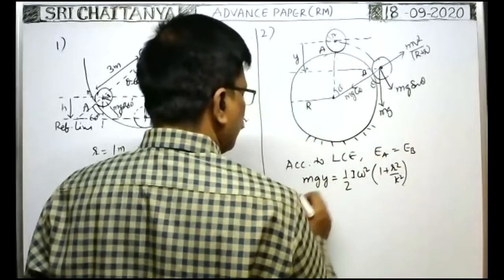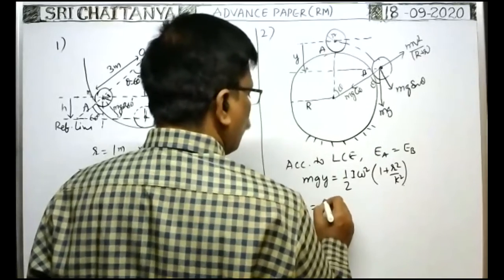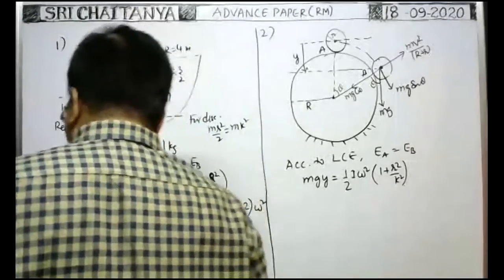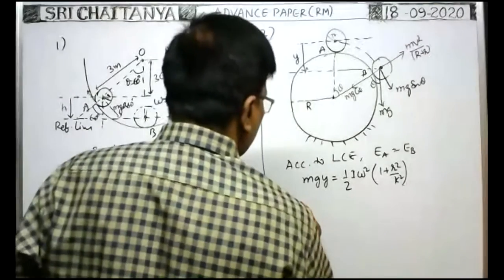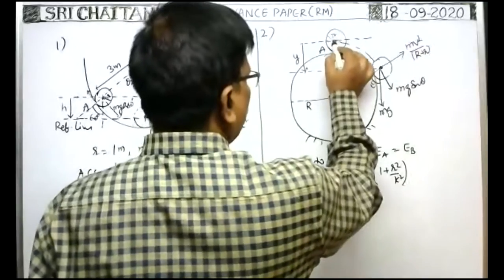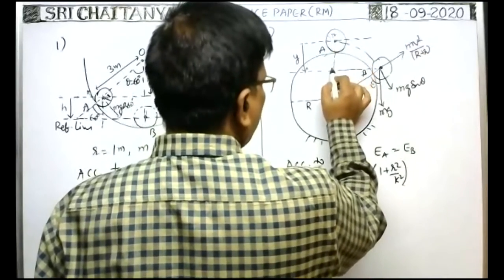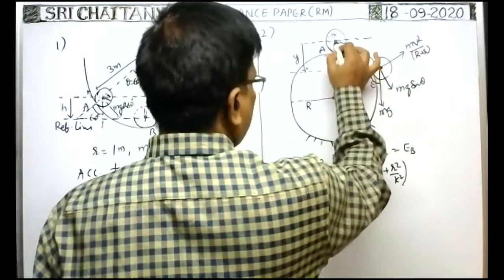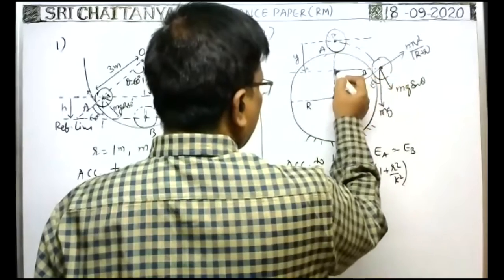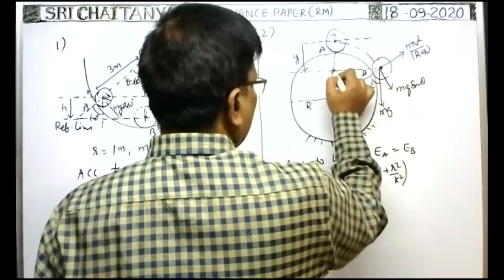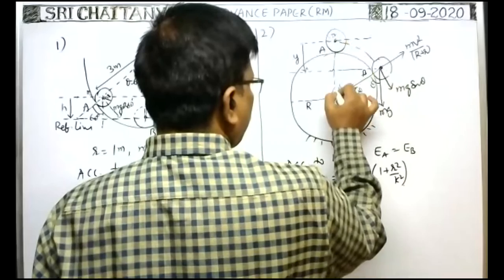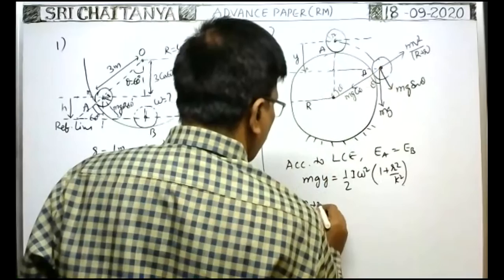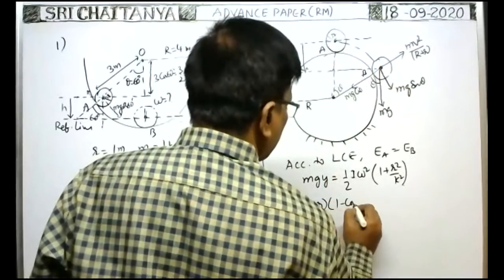Therefore you substitute the data: mgy is equal to half... What is the y value here? We have to substitute the y value. mg into y. How can we find y? From the center, the distance is R plus r. Its component in this direction is (R plus r) cos theta. So from R plus r, you subtract (R plus r) cos theta, then you will get y. So y is equal to (R plus r) into (1 minus cos theta).